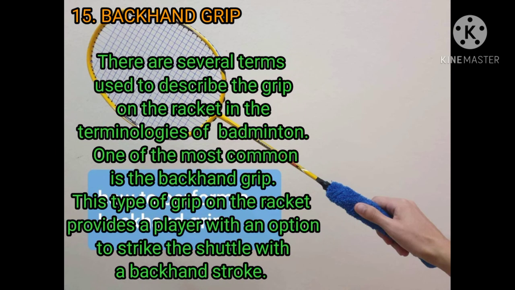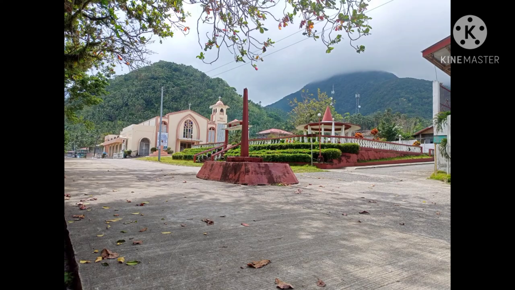15. Backhand grip. There are several terms used to describe the grip on the racket in the terminologies of badminton. One of the most common is the backhand grip. This type of grip on the racket provides the player with an option to strike the shuttle with a backhand stroke. That would be all.